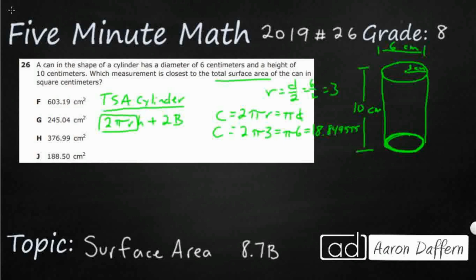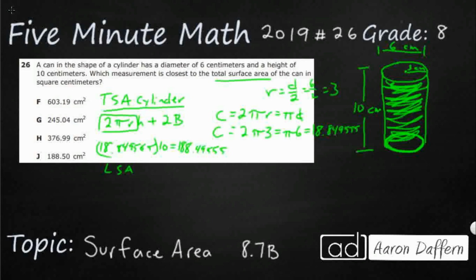So what we need to do now is we need to multiply that by our height. So our 18.849555 times our height of 10. Well, that's just going to move the decimal over 1, isn't it? It's going to be 188.49555. So now we've got this right here, which is actually our lateral surface area. This first part is your lateral surface area because you're looking for the surface area of this curved surface.